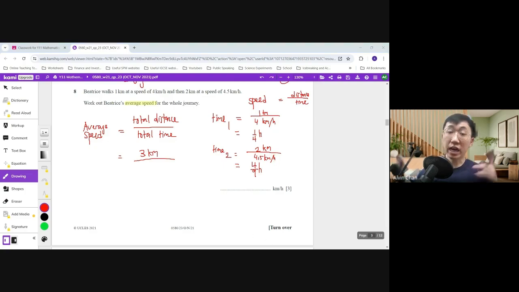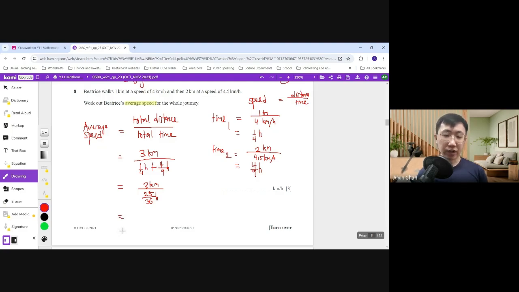So we get our time 1 and our time 2, and we add them together for the continuation of your working over here. So add together 1/4 hour plus another 4/9 hour. And you continue to show your working. When you add together, what is that? 25/36. It's okay, we have the calculator to assist.